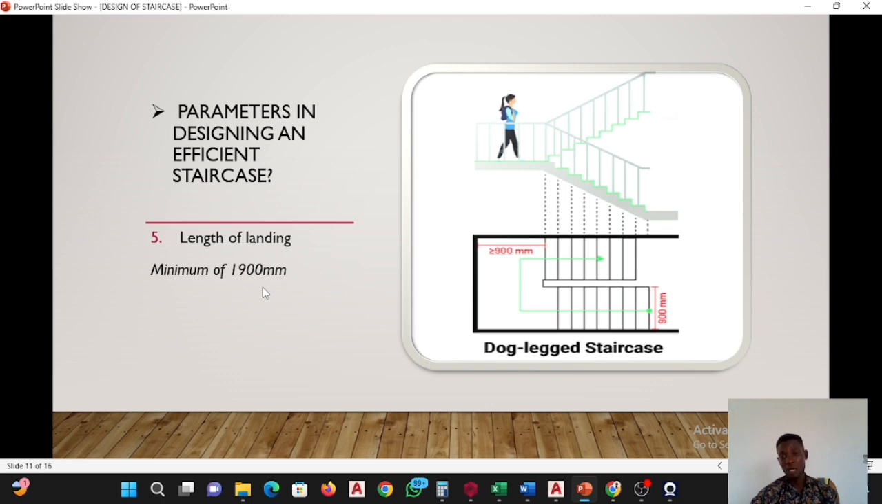So you can have 2,000, 2.1. Most of the time we have 2.1, then you have 2.2, 2.3, depending on the space provided. If it is for commercial use, the width of the flight is always more than 900. Probably when you get to a pedestrian bridge, or in a commercial place, the width of the flight is always more than 900, so that it can accommodate more people. So that is that about that.